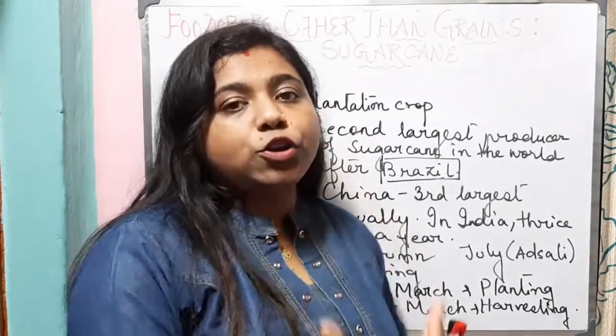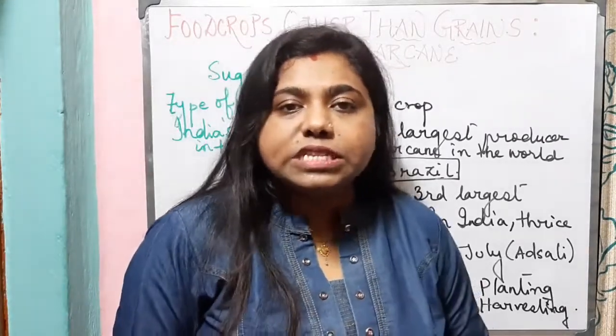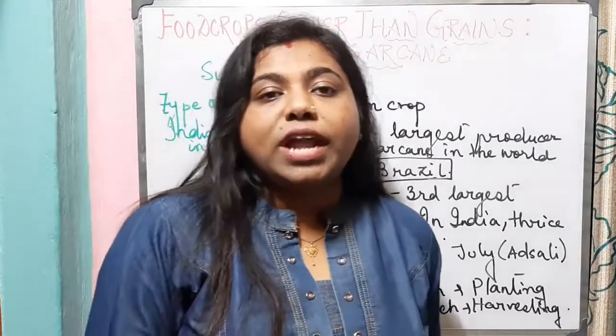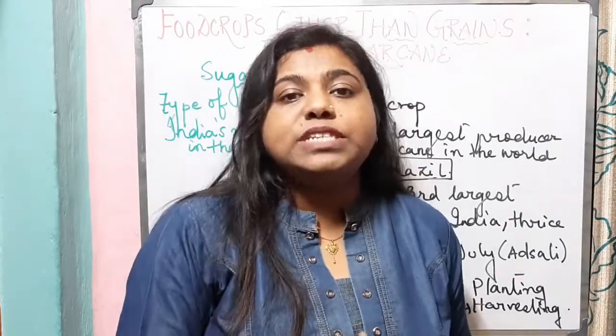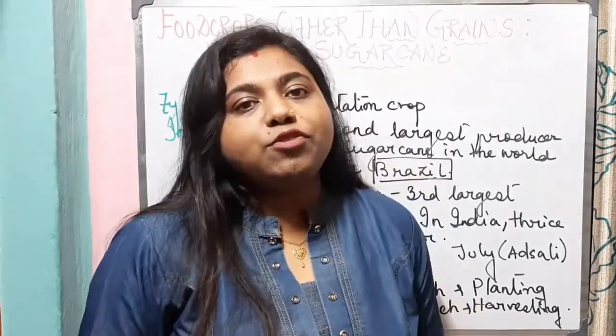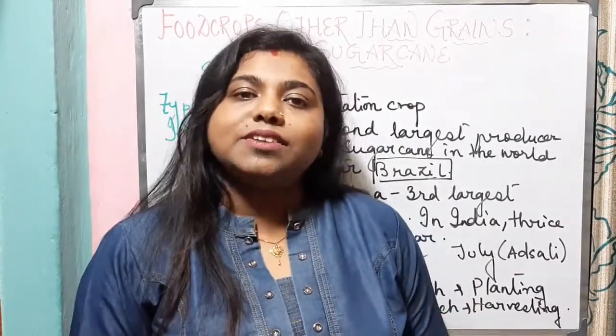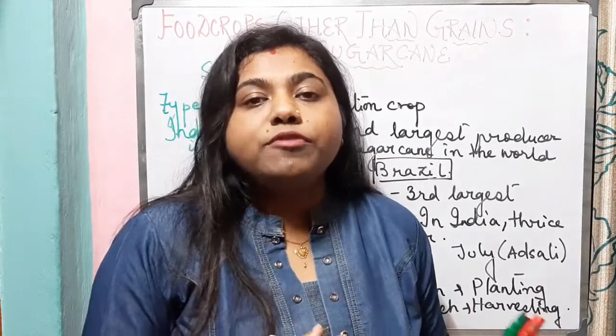If we talk about North India, we will see that they cultivate sugarcane in autumn and spring, like from January to February, and again from September to October. Whereas in the peninsular region, it is cultivated from the month of February to March, and again from the month of October to November.